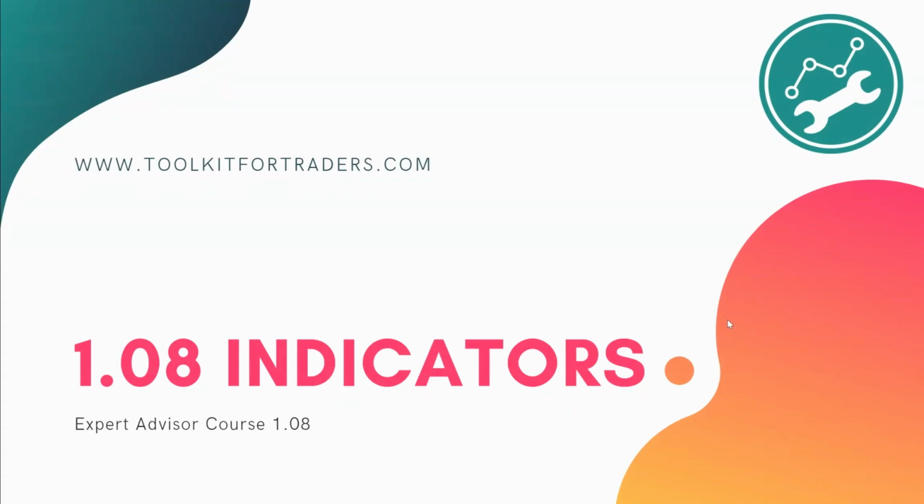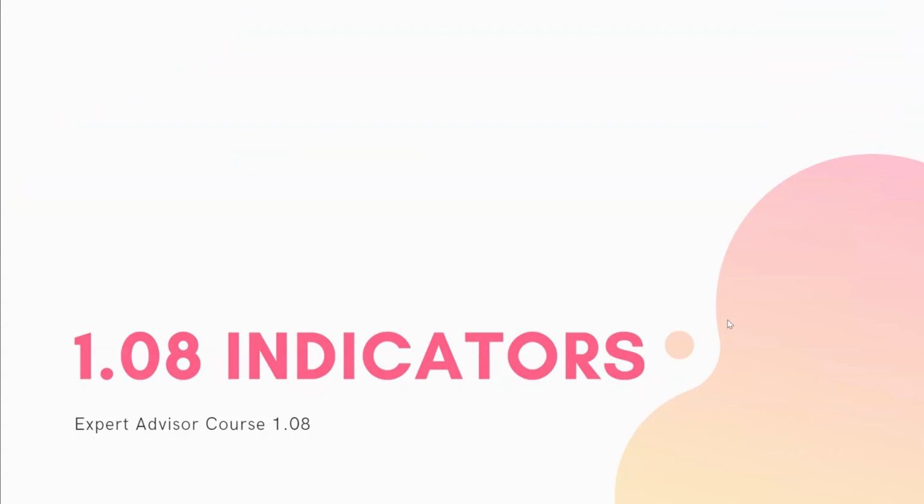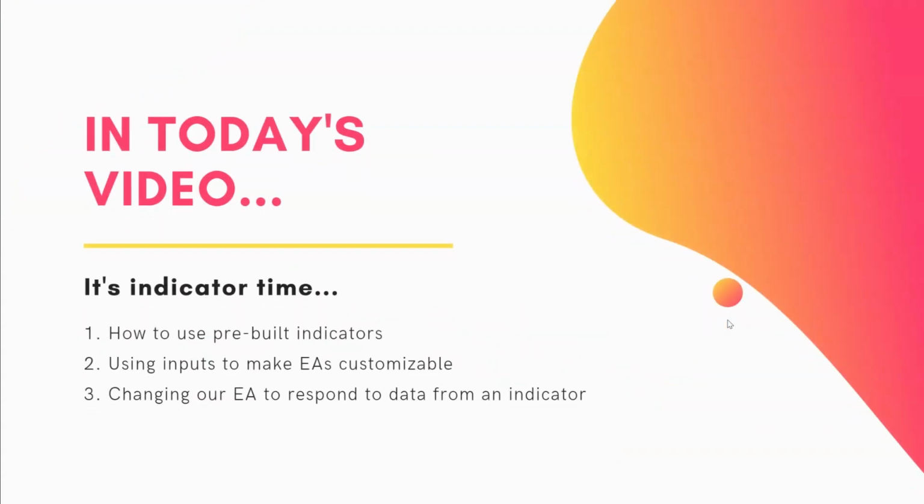So the big one, we're on to technical indicators in episode 8. What we'll be looking at is how to use pre-built indicators initially, how to use those in our EA, use the inputs to make the EA customizable, and we'll be changing the EA that we've been building to respond to data from our indicator.